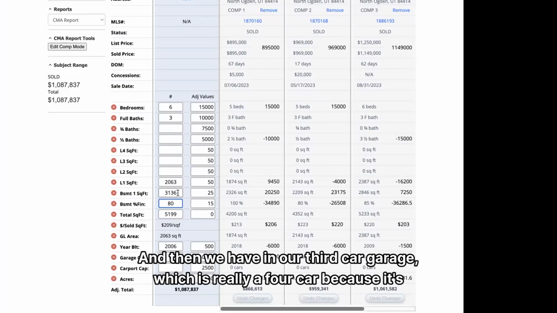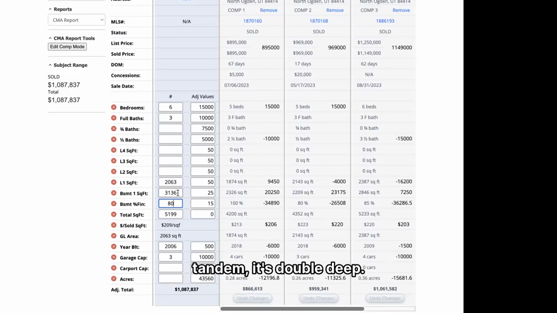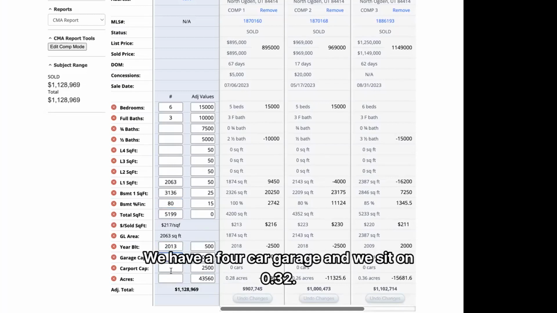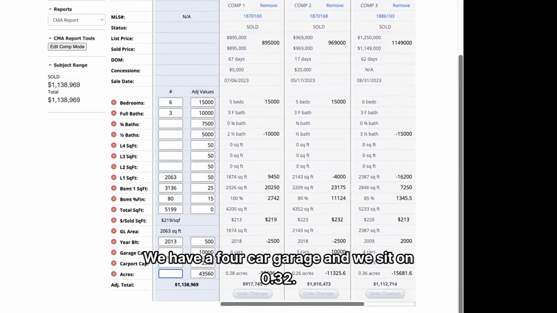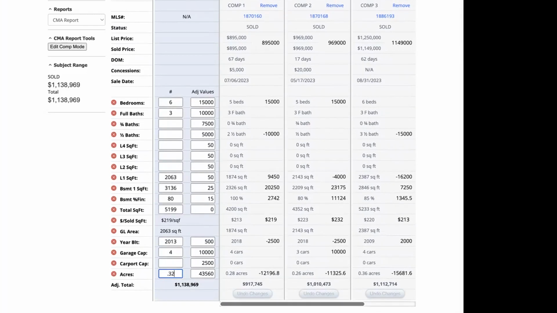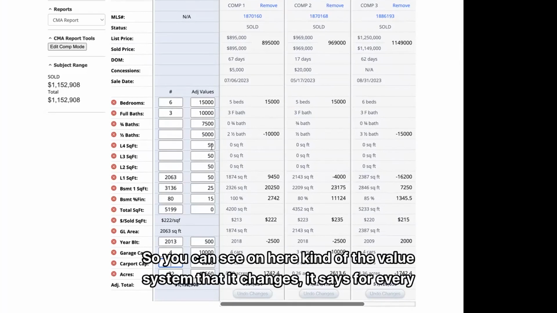And then we have our 3rd car garage, which is really a 4-car because it's tandem, it's double deep. That part's unfinished. So about 20% of that is unfinished. And then we built it in 2013. We have a 4-car garage and we sit on 0.32 acres.